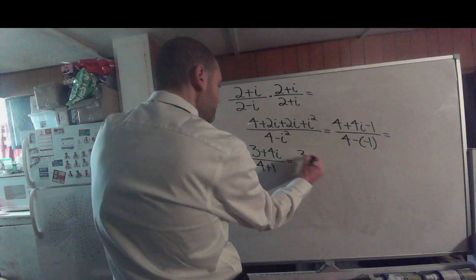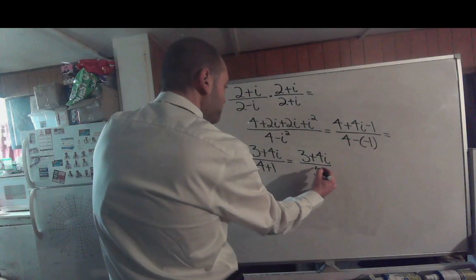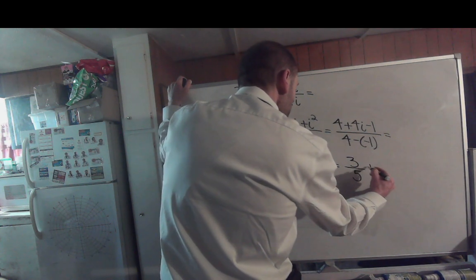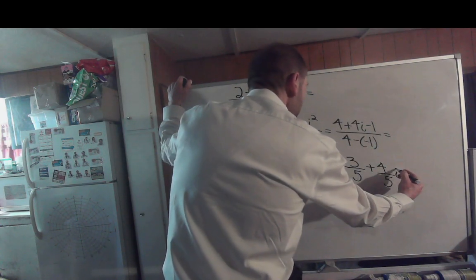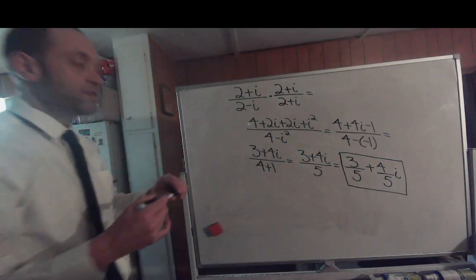which would end up giving you 3 plus 4i over 5, but we have to write this in standard form, so you would end up getting 3/5 plus 4/5 i. In standard form, you end up getting 3/5 plus 4/5 i.